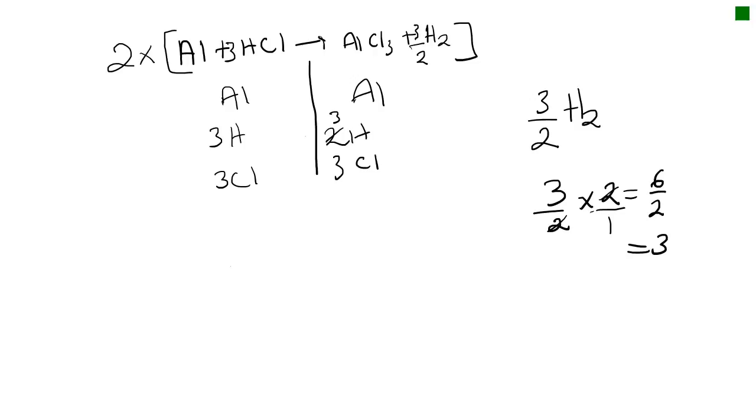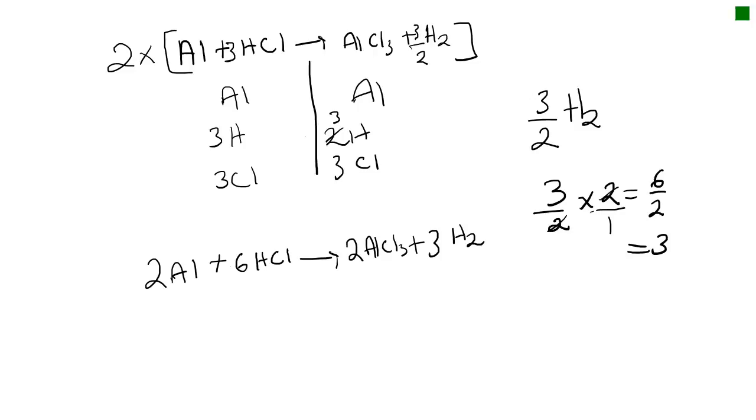So when I do that, my balanced chemical equation will be 2 aluminum plus 6 hydrochloric acid, or hydrogen chloride, and that's going to be 2 AlCl3 plus 3 H2, and there you go. That should be the balanced chemical reaction.